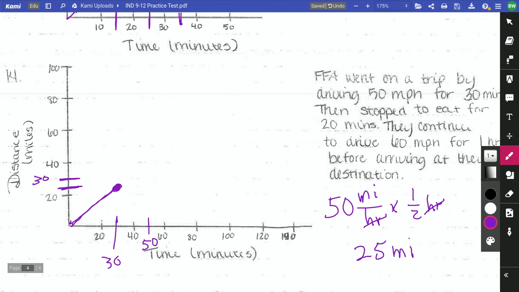So they stopped to eat lunch for 20 minutes. From 30 minutes to 50 minutes, they did not go. So their distance did not increase. It's just a flat line. Try to make that more accurate as well.